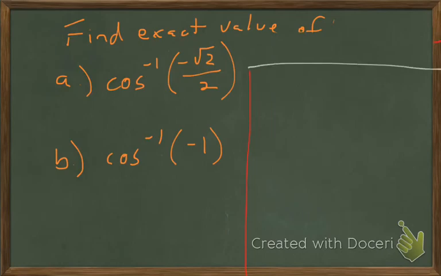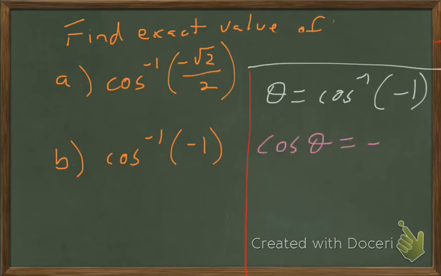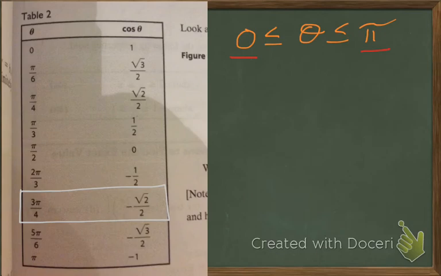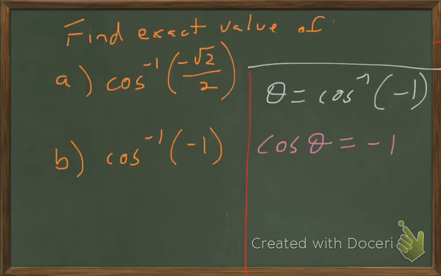Okay, so I hope you've had time to work on it. And once again, we say theta is equal to cosine inverse of negative 1. Multiply the left side and the right side by cosine. You end up with cosine theta is equal to negative 1. We take a look at our chart, and we find negative 1 down here at the bottom, which is equal to pi. So cosine inverse of negative 1 equals pi.